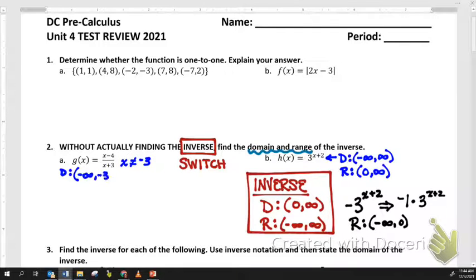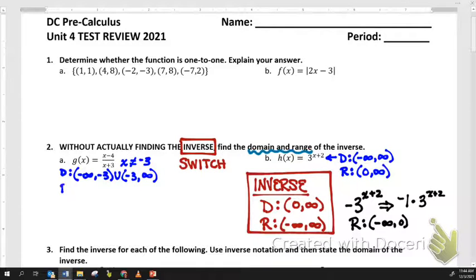Negative infinity to negative 3, union negative 3 to infinity. Because in this one, it's not that it has to be a positive. It can be positive or negative. It just can't be negative 3.